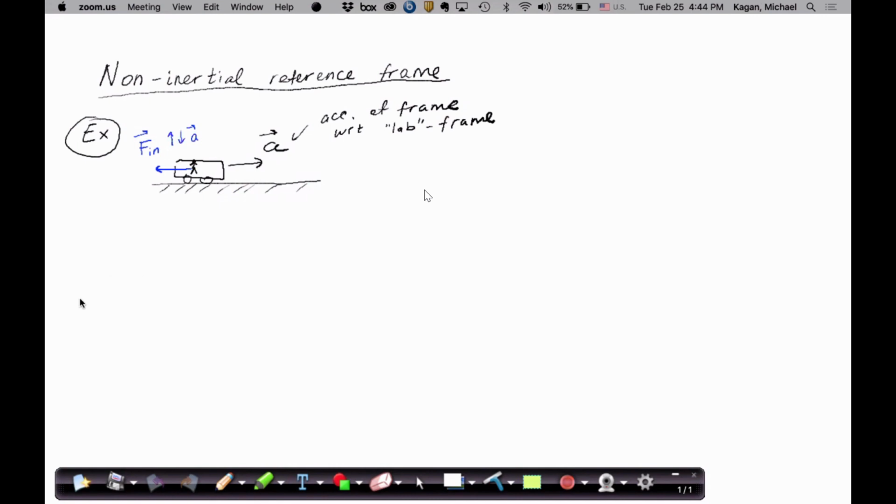Another example is an elevator. So if an elevator is accelerating up, like when you're on the first floor and just start going up, what do you feel?